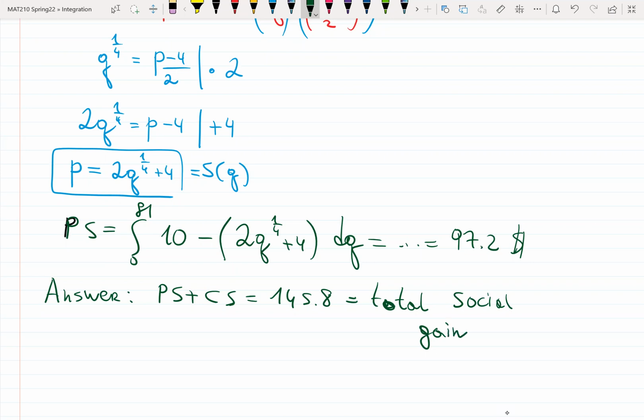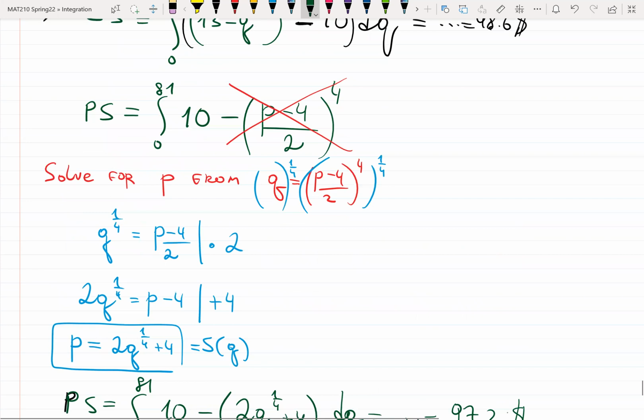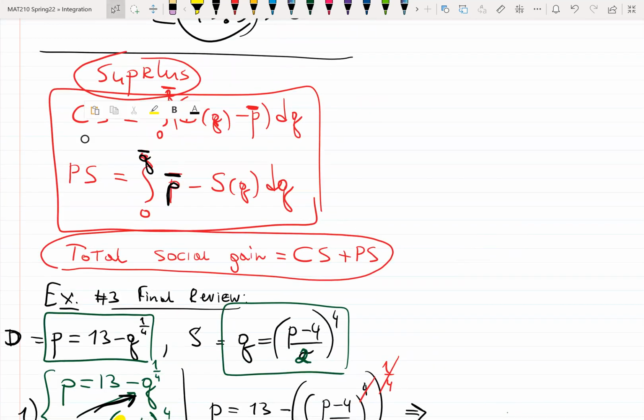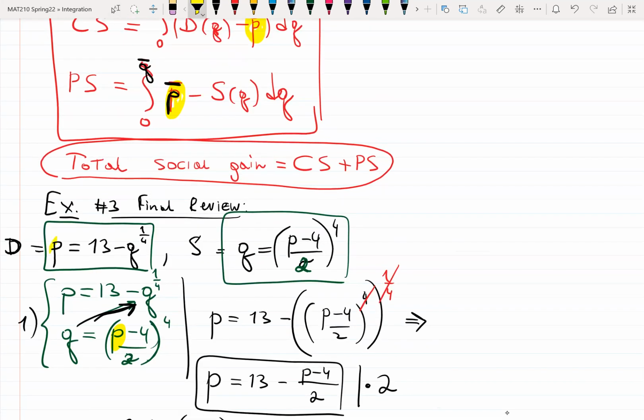Let's see questions. Could you explain why you changed the supply function? Yeah. The formula says over here that you should use P in both integrals, but it was never given as P. For this equation, it was given as P. For this equation, P was hidden. So they never actually gave us P. That's why I had to solve for P. You don't plug Q into the integral.